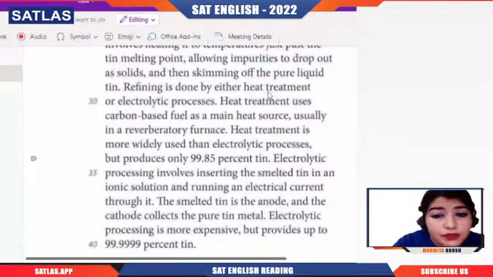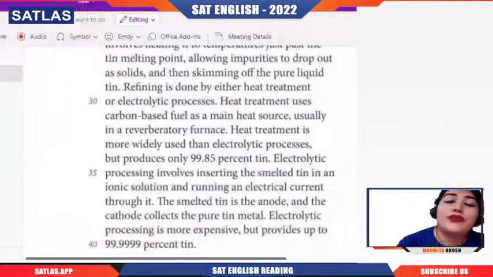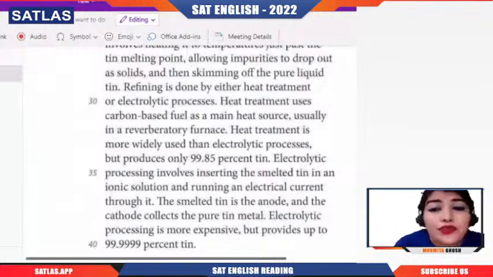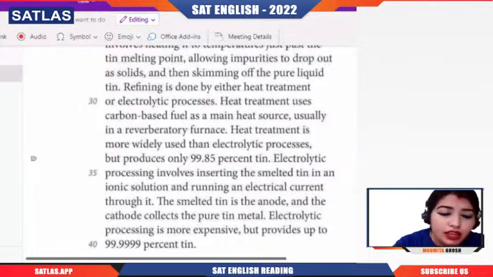So here refining is done by either heat treatment or electrolytic processes. When the electrolytic process and refining go on, then it is circulated to the markets, right? Heat treatment uses carbon-based fuel as the main heat source, usually in a reverberatory furnace. So can anyone tell me what you mean by reverberatory? Everyone is accustomed to or aware of the term furnace. So, anyone?